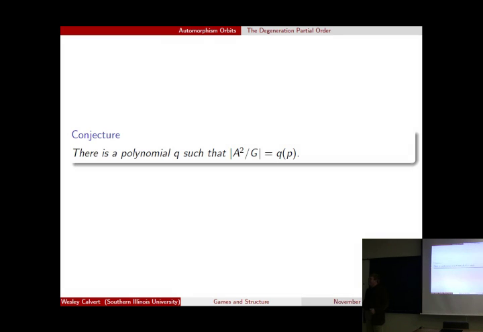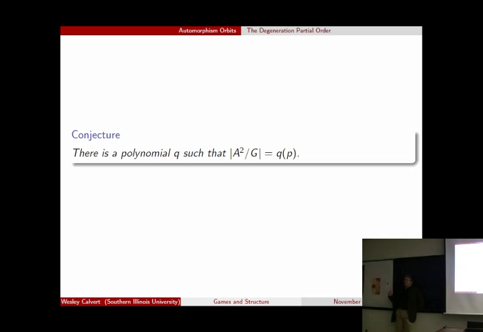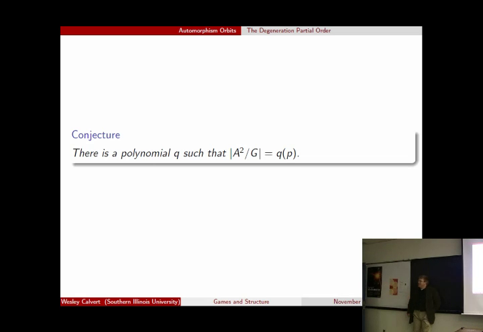Yes. Is there some way to fix A and vary P? Fix A and vary P. Or fix G? I guess G is the automorphism group of A. Okay. G is the automorphism group of A. Okay. So if you fix P, then we're talking about A being an abelian P group, and I would think that the left side would depend on which abelian P group.